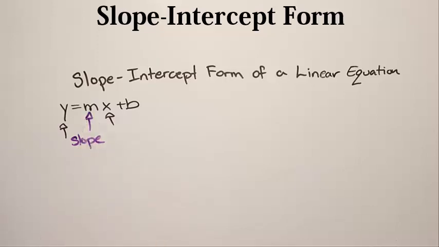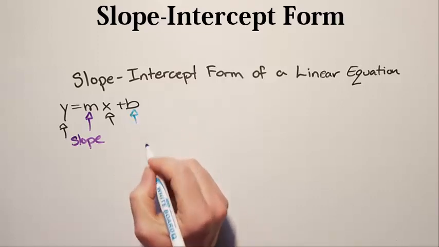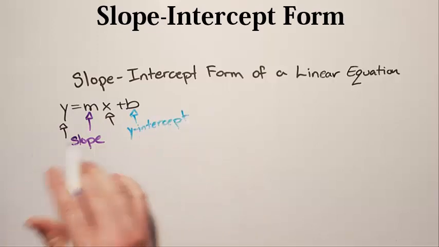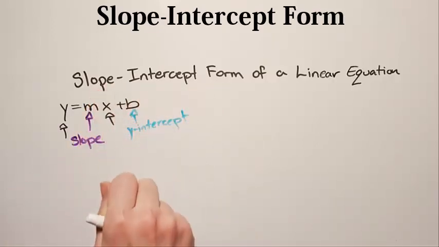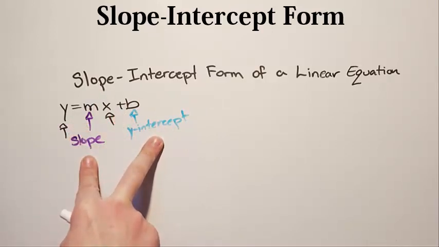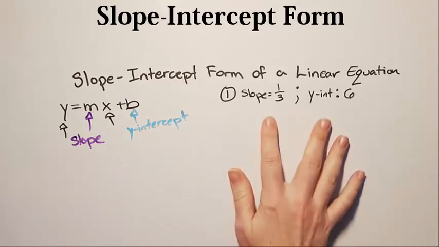So you will replace the variable m with whatever number represents our slope. The other variable that is going to change is the b. The b is going to be our y-intercept. This equation is called the slope-intercept form because it gives you both the slope and the intercept when you read it. Now we're going to do an example problem.